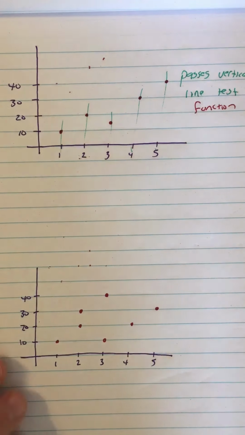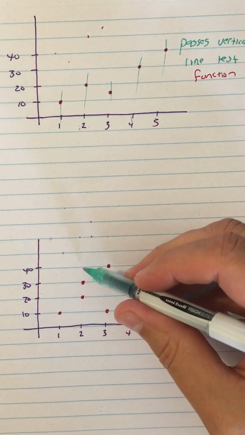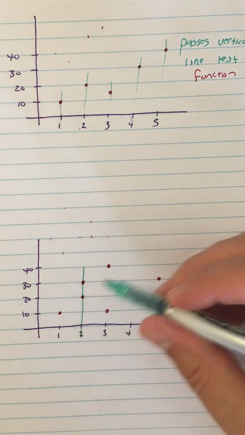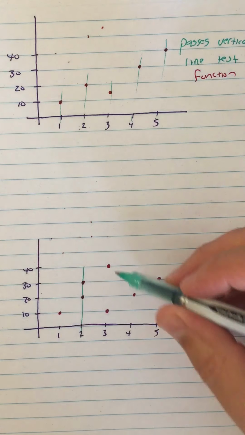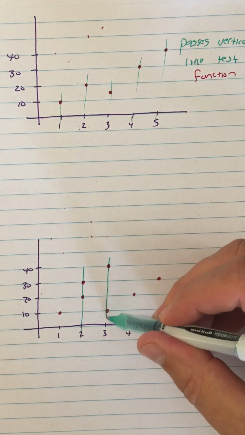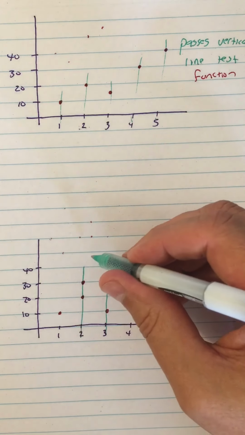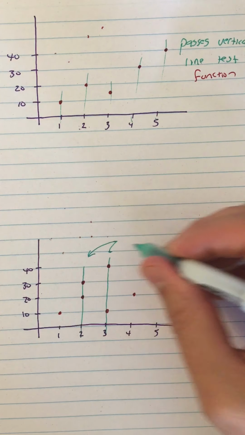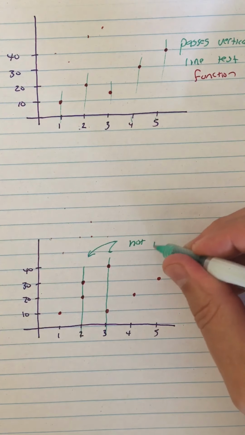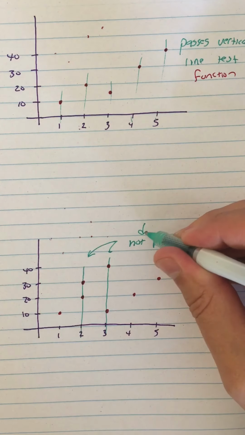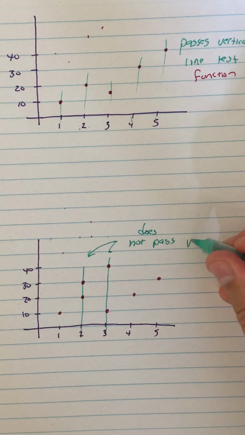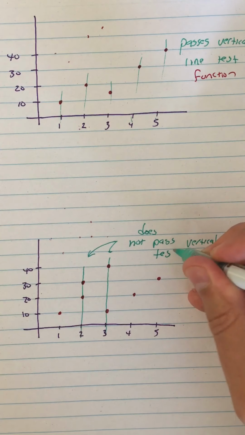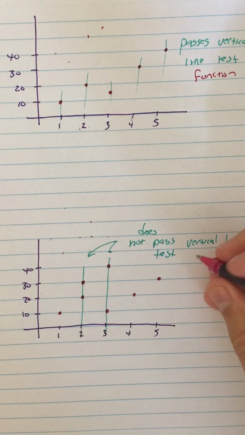This one down here, if I have even one pair where a vertical line hits twice, and especially if you have more than one pair where a vertical line hits twice, then we're going to say because of that, it does not pass the vertical line test. So we're going to say it's not a function.